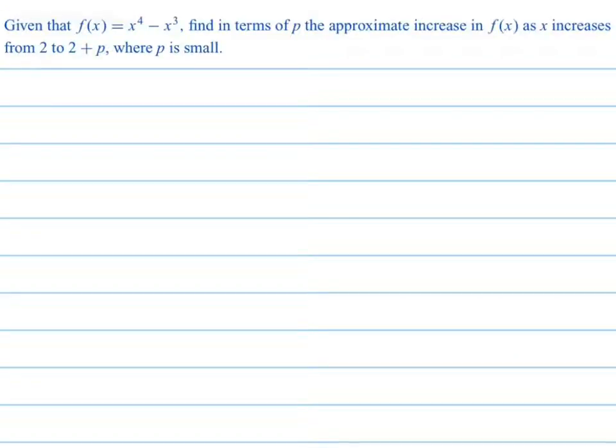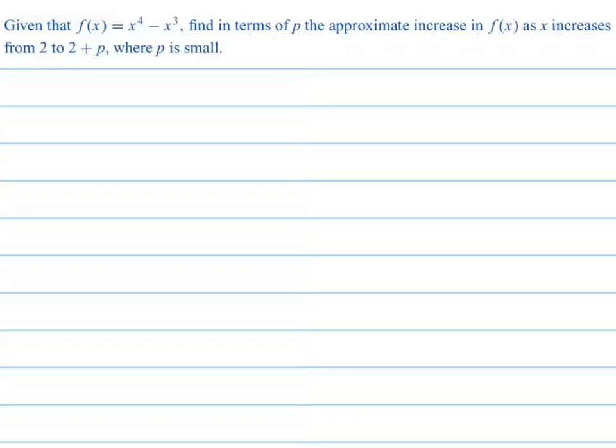Okay, given that f of x equals x to the fourth minus x cubed, we've got to find, in terms of p, oh here we go again, pronumerals everywhere, the approximate increase in f of x as x increases from 2 to 2 plus p, where p is very small.